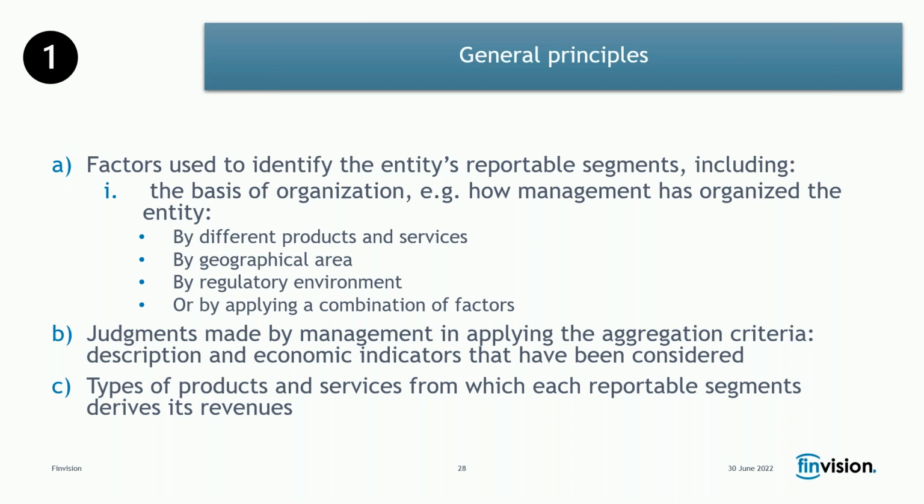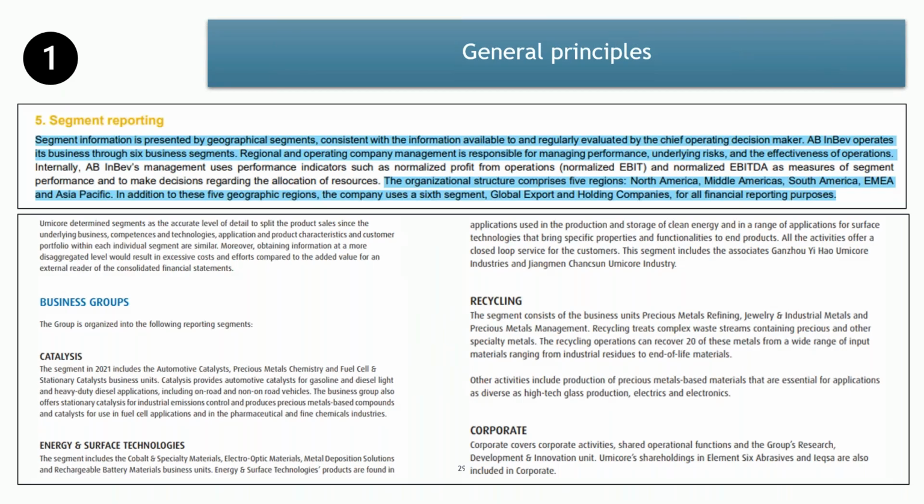And then you also need to explain the type of products and services from which each reportable segment will derive or obtain its revenues from external customers. So you will have to explain it. Basically, that will be the first part. So let's look at some examples.